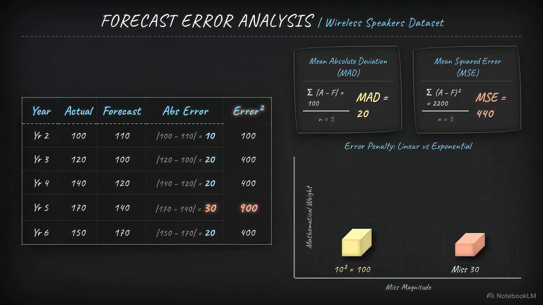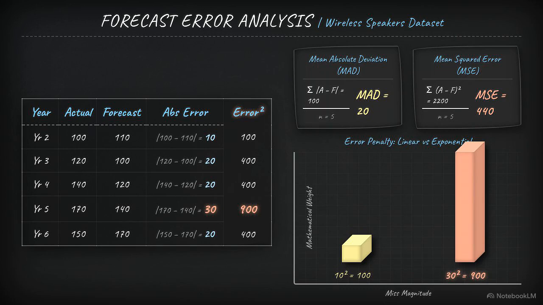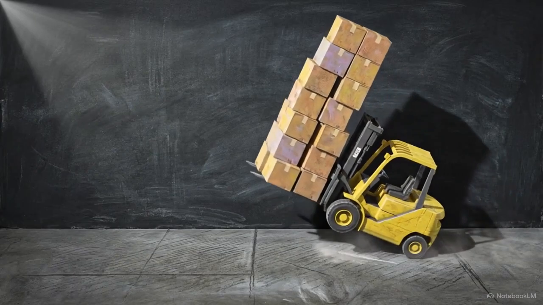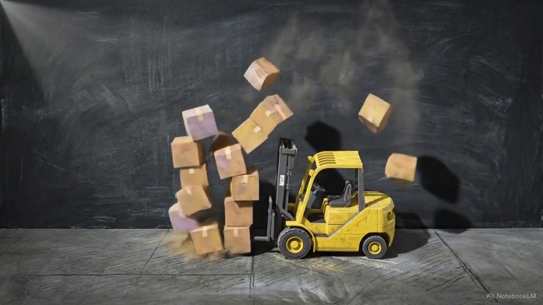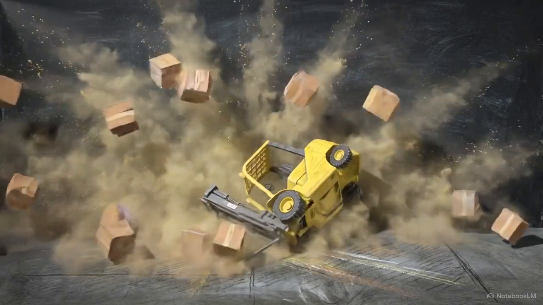MAD takes the sum of those absolute errors and divides by the number of periods, yielding a straightforward average of how many raw units the forecast missed by. The second metric is mean squared error, or MSE. Here, the raw forecast errors are squared before they are averaged. Squaring the error exponentially penalizes outliers. A small miss stays relatively small, but a large miss grows in mathematical weight to dominate the metric. This makes MSE useful for managing delicate supply chains, where a single large forecasting failure would be catastrophic.